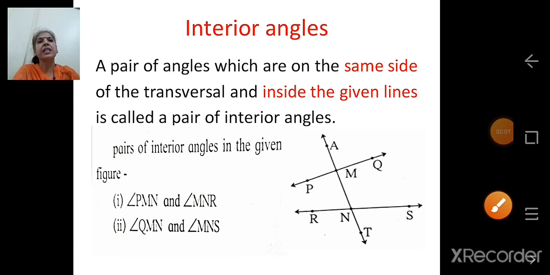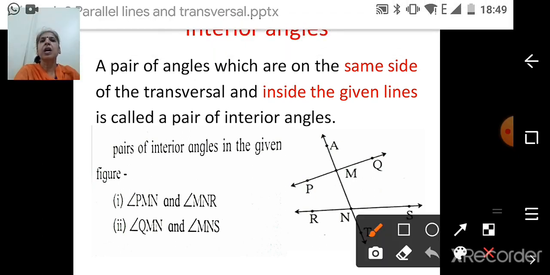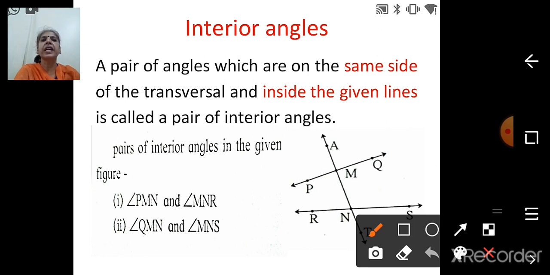Next type of angles are interior angles. A pair of angles which are on the same side of the transversal and inside the given lines is called a pair of interior angles. Which is the transversal here? This line is the transversal. And they are on the same side of the transversal inside the given lines. Which are the given lines? These two are the given lines, that is line PQ and this is the second line. Right, inside the lines.